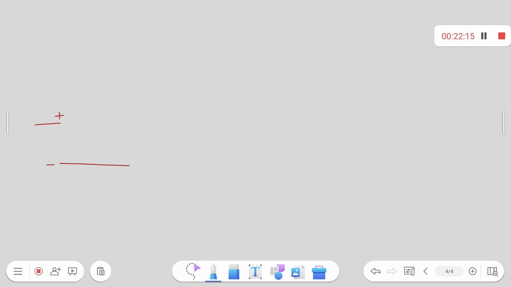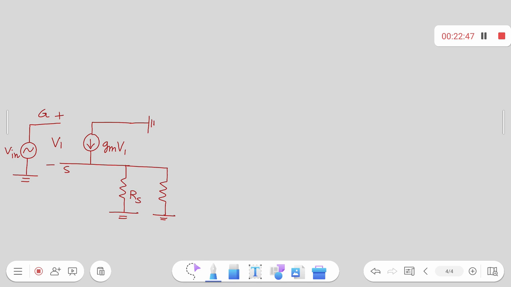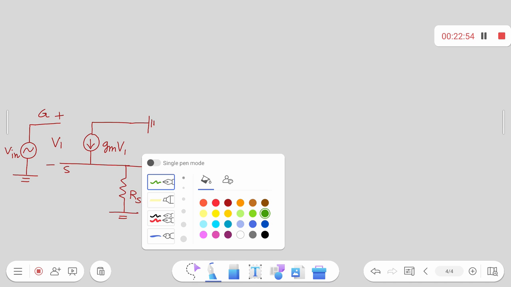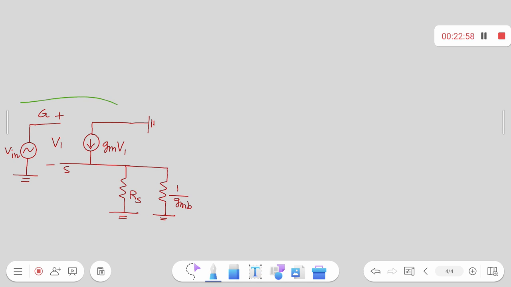What do I have? I have between gate to source, this V1, and between drain to source, I have this GM times V1. This is connected to AC ground, and there you have applied the input signal. Apart from that, you have some resistance RS, you have some resistance 1 upon GM. I would like to find out the Thevenin equivalent circuit of this entire network.